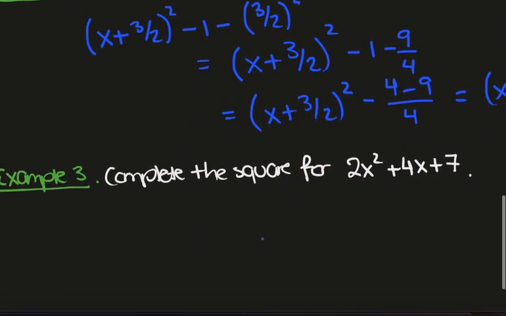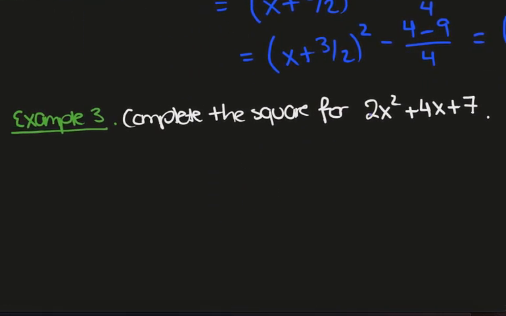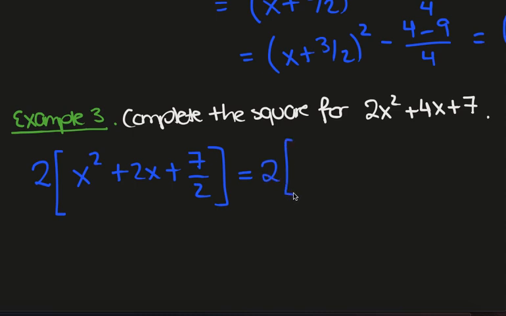Okay, for our final example, let's complete the square for 2x squared plus 4x plus 7. What we do is factor out this leading 2, and we write our quadratic as 2 times (x squared plus 2x plus 7 over 2). And then we just complete the square in the usual way. So I get (x plus 1) squared, because we have 2 divided by 2, plus 7 over 2 minus (2 over 2) squared.